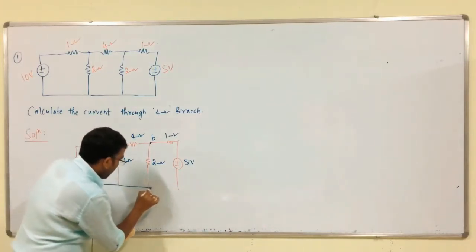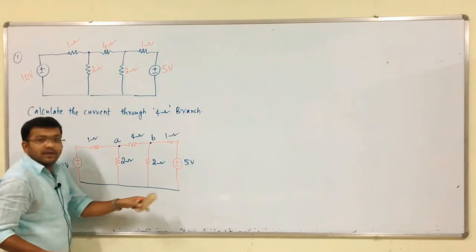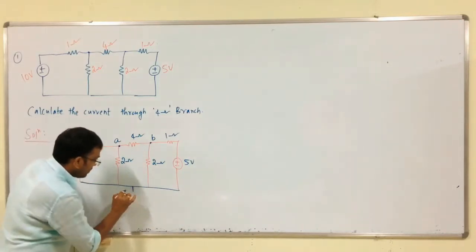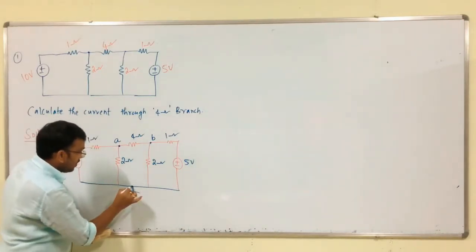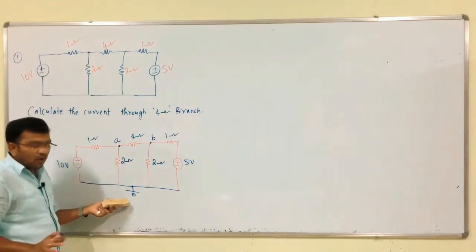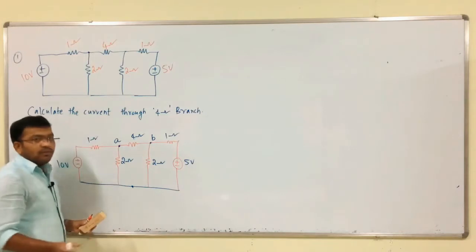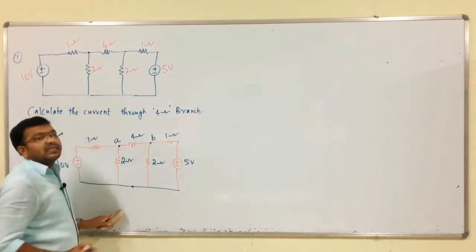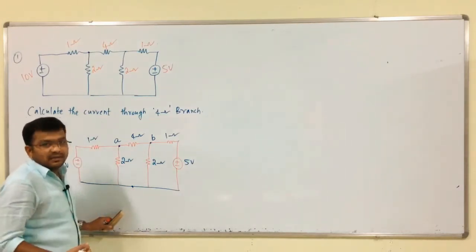So, shown in this line, this is the reference node. Okay. If it is given like this, no problem. If it is not given like this, no problem. It should be treated as a reference node only, connected to earth, that is the meaning. Okay.